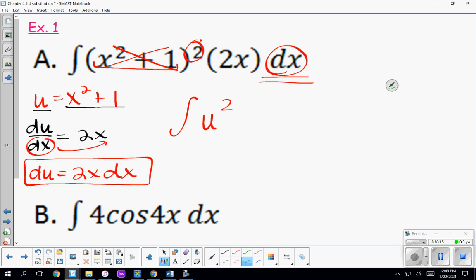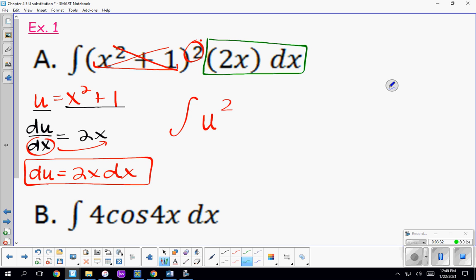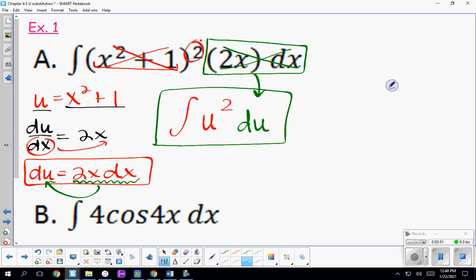I also can't leave 2x and bring it down. I can't have a u and an x in the same integral. The nice thing, though, here is most of these are set up in a way that everything has an easy substitution. So we still need to swap 2x dx out for something in terms of u. And we just so happen to see right here that 2x dx is equivalent to du. So it can go out, and du can substitute in place. And now I have a nice, pretty integral. All my variables are corresponding, and now I can integrate.